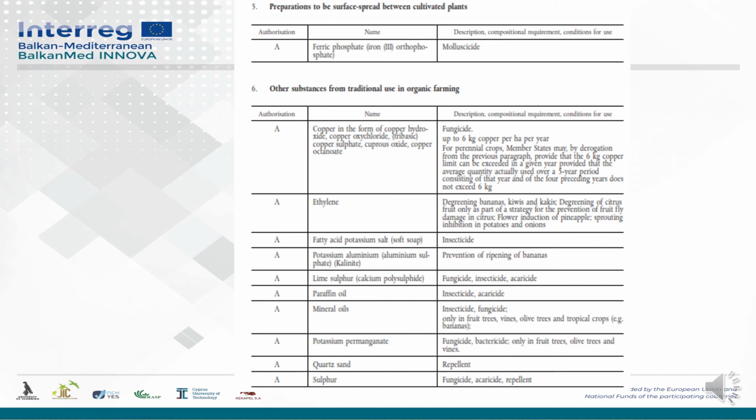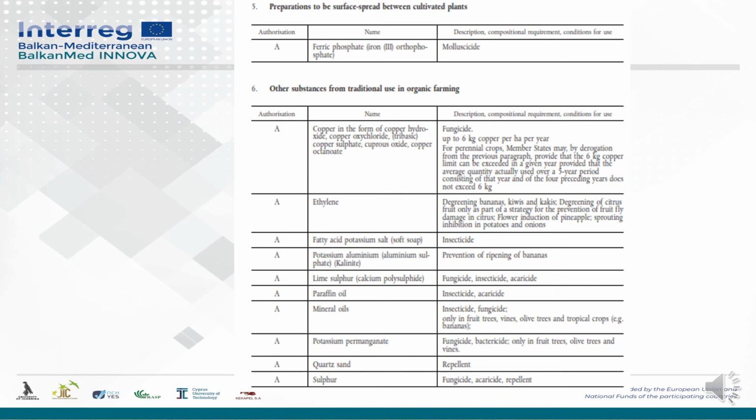For perennial crops, member states may provide a derogation from the previous paragraph, so that the 6 kilogram copper limit can be exceeded in a given year, provided that the average quantity actually used over a 5-year period, consisting of that year and the 4 preceding years, does not exceed 6 kilograms. Ethylene is used for degreening bananas, kiwis, and kakis. Degreening of citrus fruit only as part of a strategy for the prevention of fruit fly damage in citrus. Flower induction of pineapple, sprouting inhibition in potatoes and onions.